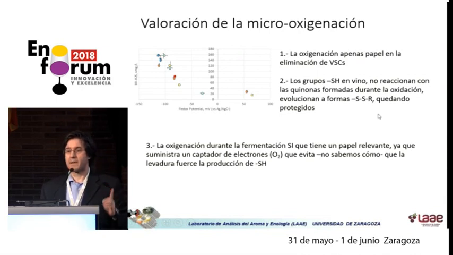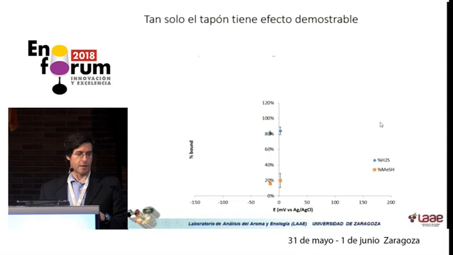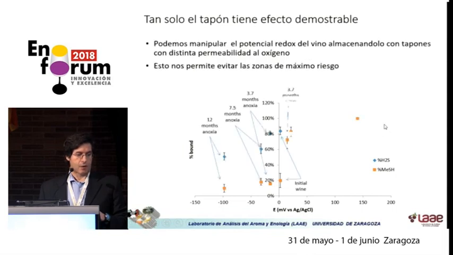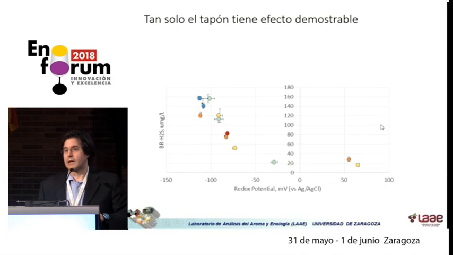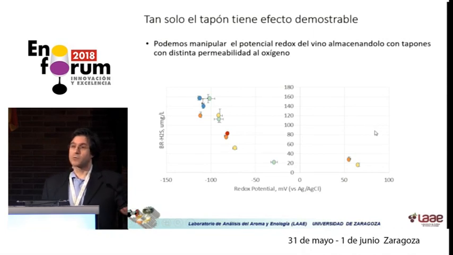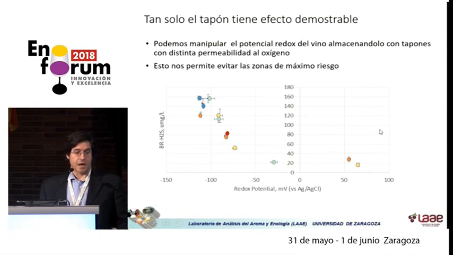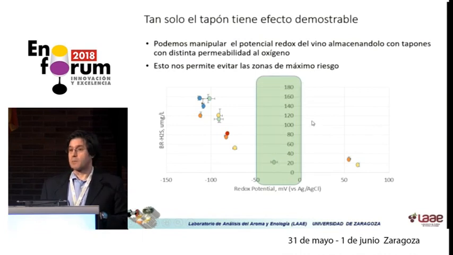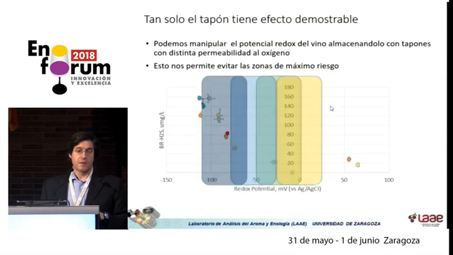You have to remember that during fermentation, oxygenation does have a key role because it gives electron capture that avoids the yeast being forced to produce hydrogen sulfide. We don't know how, but this is what happens. As a result, only the cork has a provable effect. What we can do here, apart from impeding fermentation, is only use corks with different permeability to oxygen.